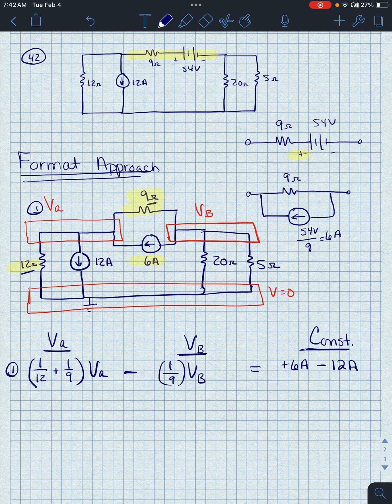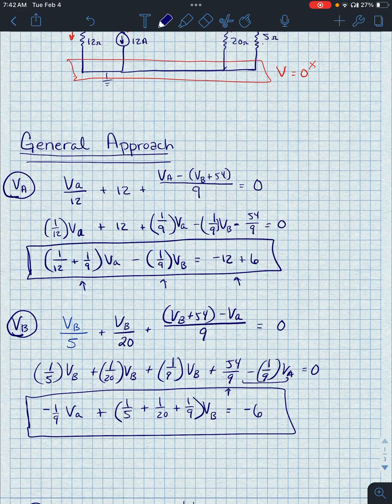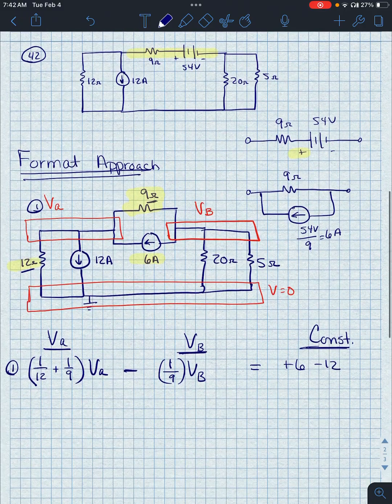And there's our equation. So 1/12 plus 1/9 VA minus 1/9 VB equals negative 6. Tell you what, let me get rid of the units there. That might be a little bit confusing. Plus 6 minus 12. And if we go back up to here, you see that that's really the same equation that we had here anyway, just a bit quicker to get the equation using the format approach.